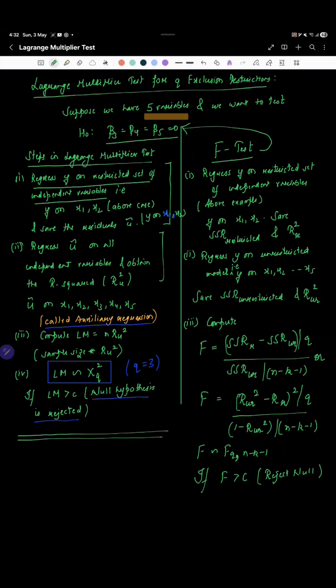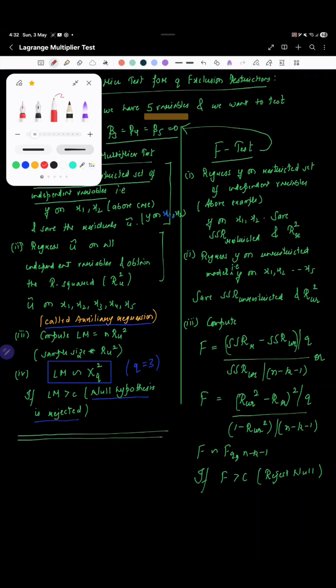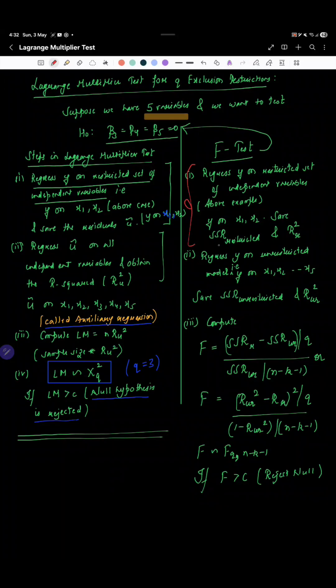So first of all, you have to regress y on the restricted set of independent variables. Restricted means which we don't want to jointly test, that is x1 and x2. We want to test x3, x4, x5 to be 0. So we have to run this restricted regression on only x1 and x2 and save the SSR, that is the sum of squared residuals, for this restricted model as well as the R squared from this restricted model, and name these as SSR r and R squared r.